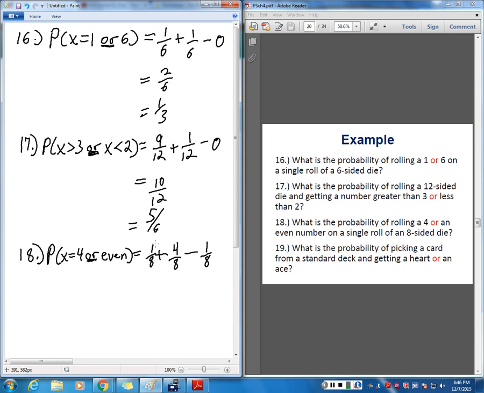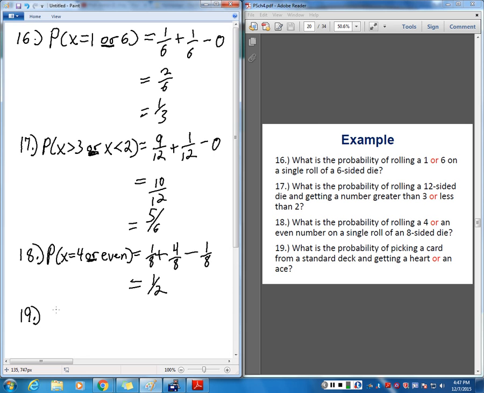I counted it once, counted it again, subtracted out one time, and now I've only counted it once. Counted it twice, take out once, now I've only counted it one time. I add those together, I get 4/8 or 1/2. So we're avoiding double counting.